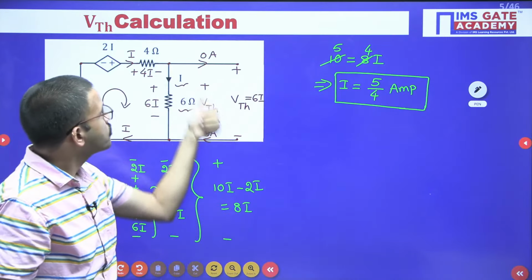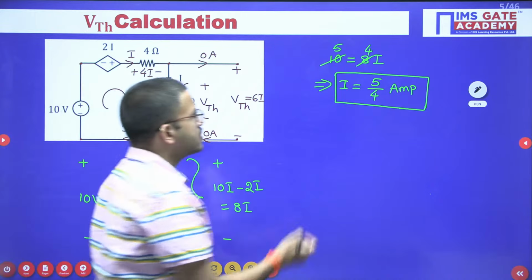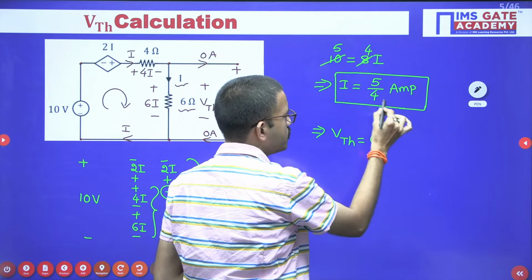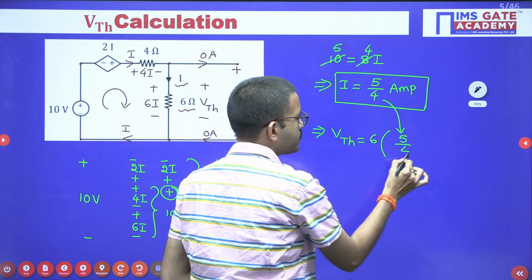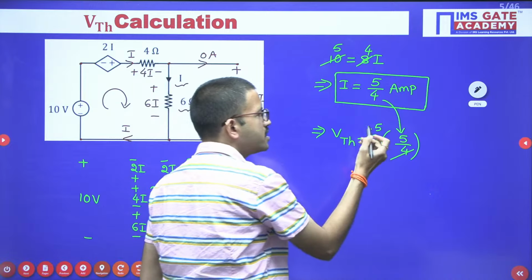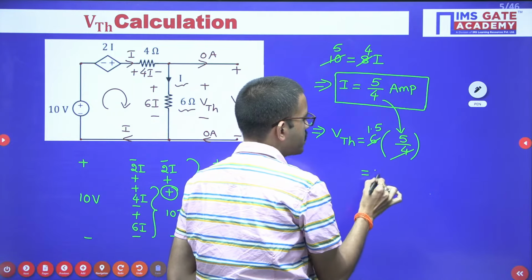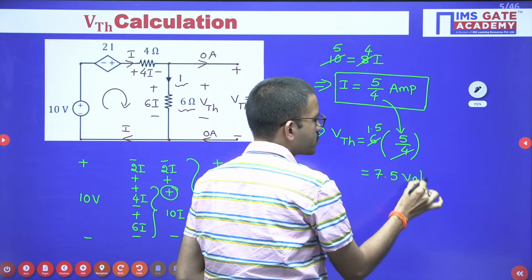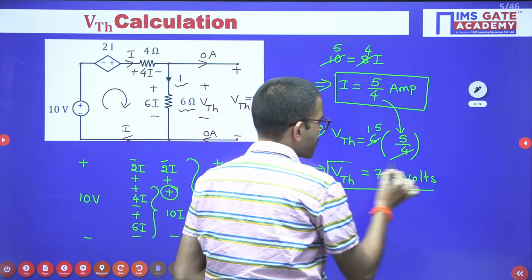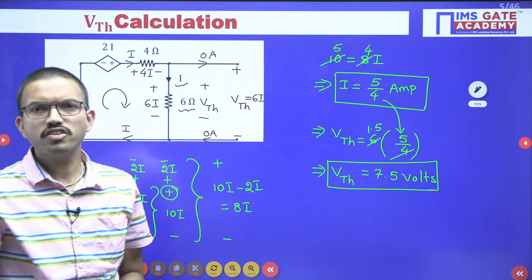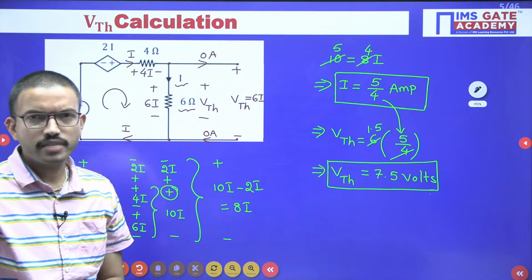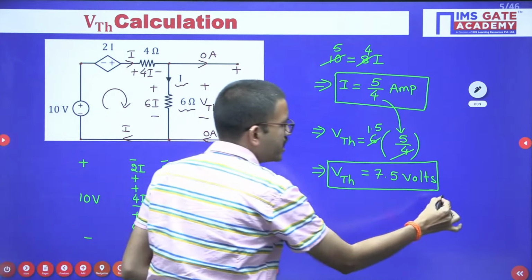Now our requirement is to calculate VTH. VTH is nothing but 6 into I. That implies VTH equal to 6 into I value, just substitute here 5/4. 4 into 1.5 is nothing but 6. So 1.5 into 5 is nothing but 7.5. Units are volts. VTH equal to 7.5 volts. Okay, I hope all of you are getting the clarity on how to calculate VTH across the open circuit terminals. So we got the VTH value.